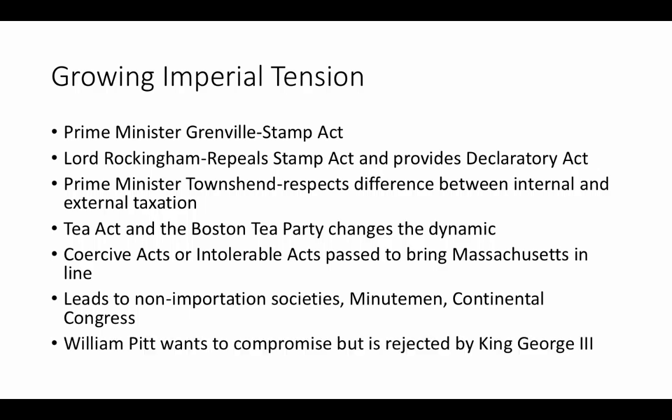William Pitt, who becomes prime minister at this point, wants to try to create a reform in which he wants to compromise with the Americans, but King George III is fed up at that point and says there's no way they're going to do this. They need to close down all local assemblies and come down hard on the Americans.